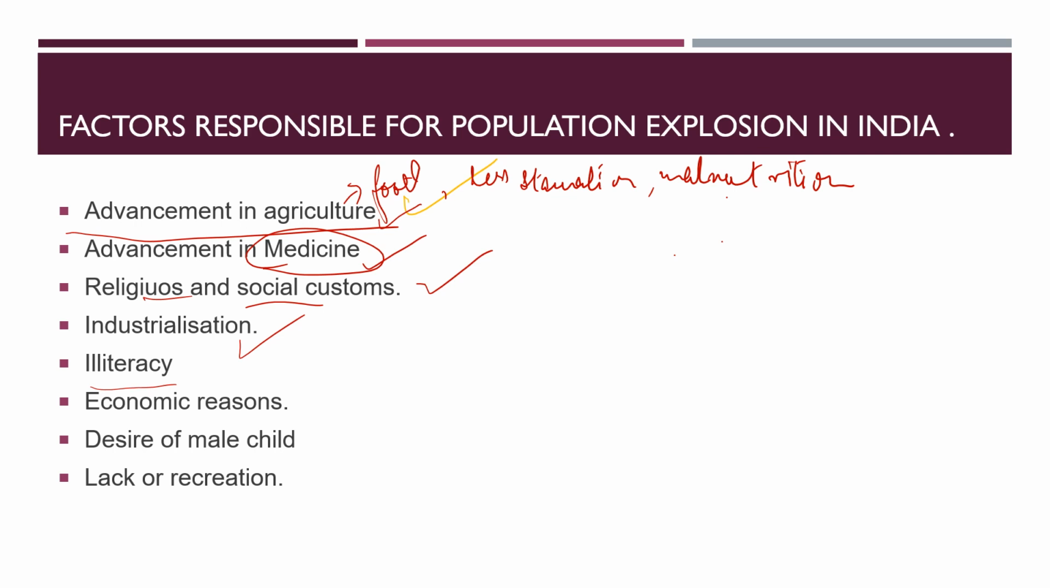Now the fifth one is illiteracy. You all know that illiterate people do not know this concept. When the population is not well educated, they are ignorant and superstitious. They are too superstitious, they say that there are no benefits of family planning, and they are not at all aware of the benefits of contraceptive methods. So this results in overpopulation. When there is overpopulation, it will lead to population explosion only.